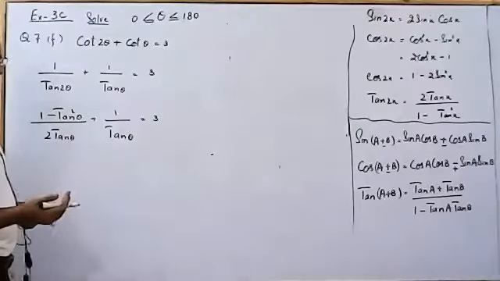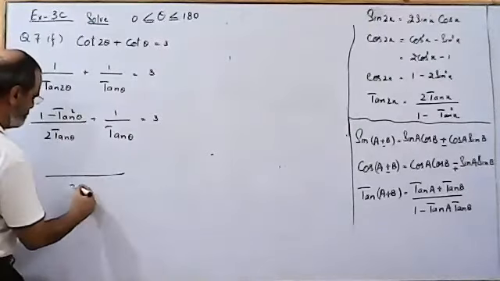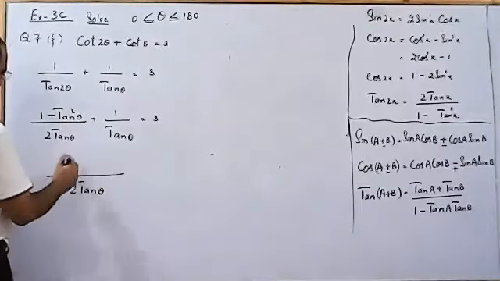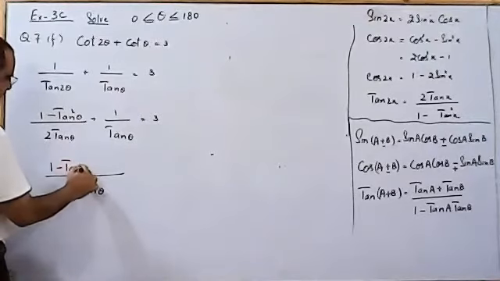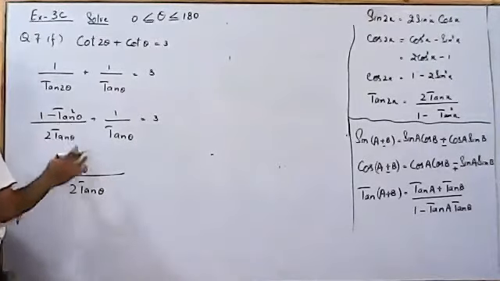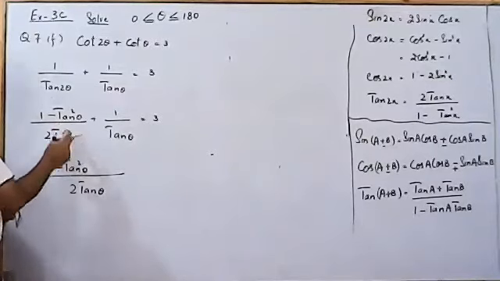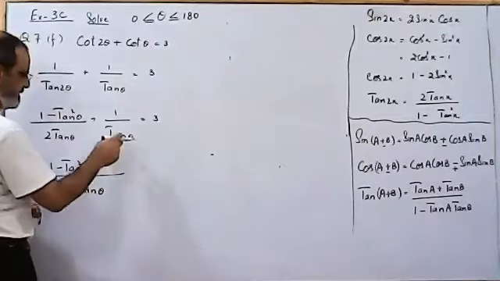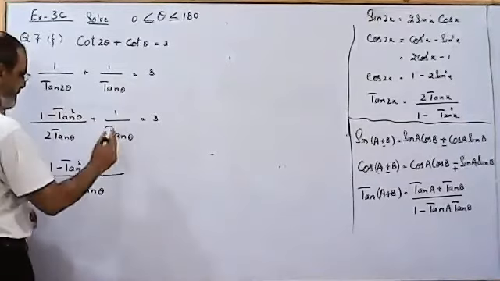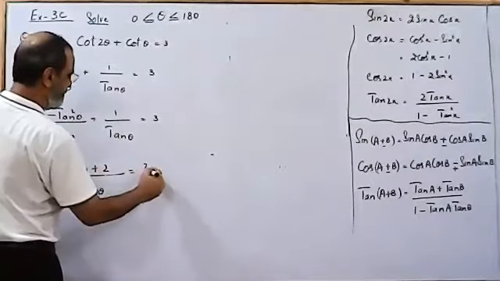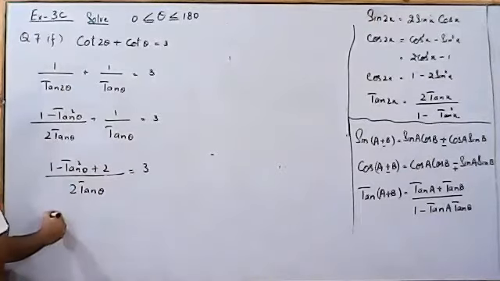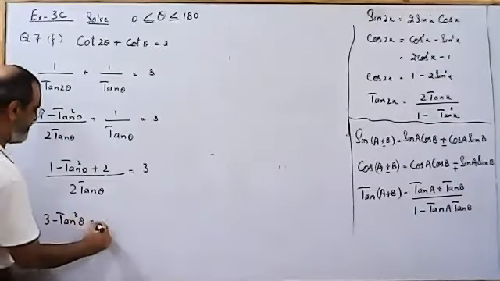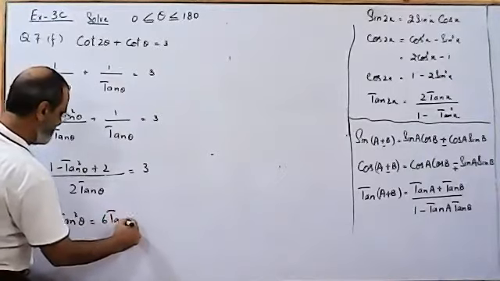So just simplify it. I'm taking the LCM, 2 tan theta. So I'll be left with 1 minus tan square theta. If I divide 2 tan theta by 2 tan theta, I'm left with 1. So 1 into 1 minus tan square. If I divide 2 tan theta by tan theta, I'm left with 2. 2 into 1 is 2, is equal to 3. Cross multiplying, I'll get 3 minus tan square theta is equal to 6 tan theta.